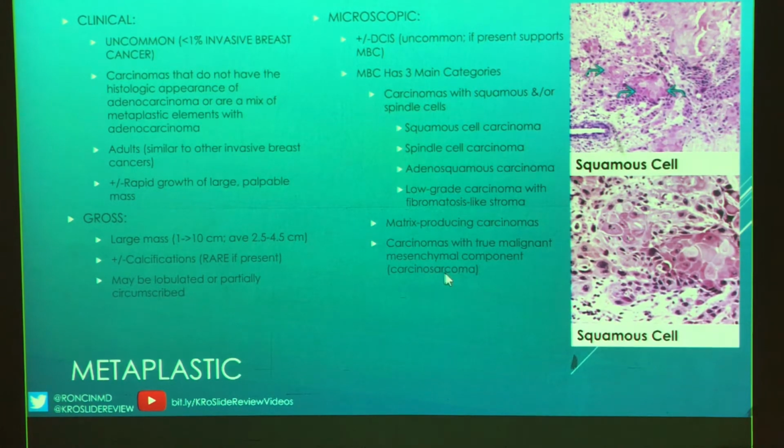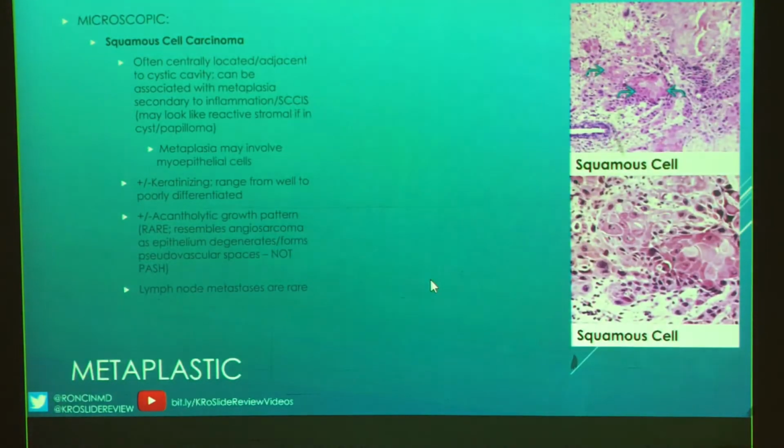And then we have our carcinosarcoma, or if you really want the mouthful, carcinomas with true malignant mesenchymal components. So you're going to have a carcinomatous element and a sarcomatous element. So just mash your favorite carcinoma and favorite sarcoma together, and that can occur in the breast, but obviously these are already very rare tumors, and you're looking at something that's even more rare, so keep that in mind.